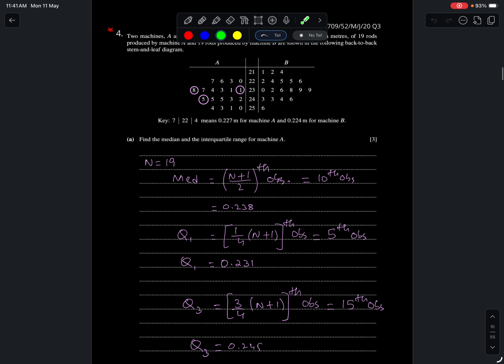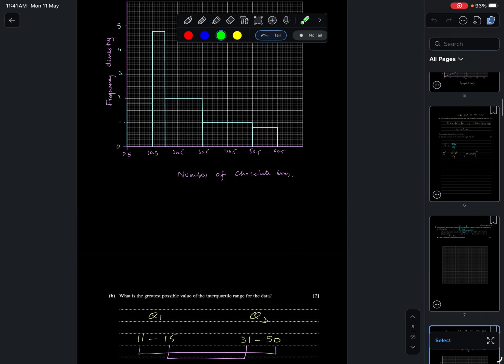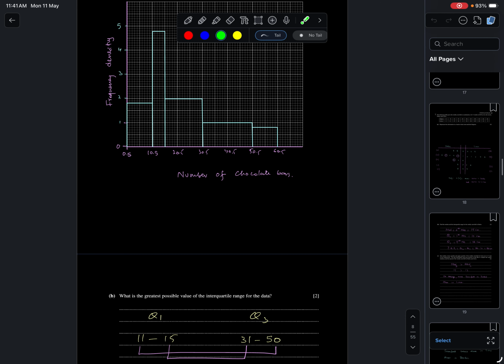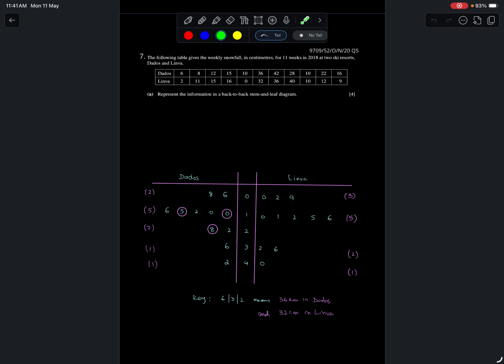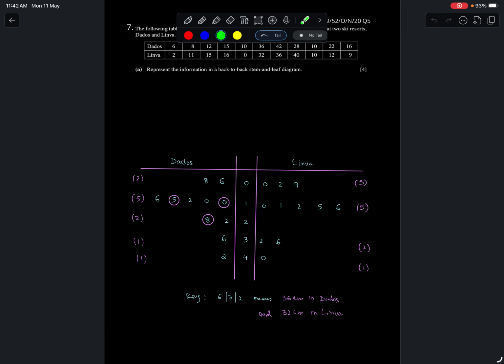Now for stem and leaf diagram, always include a key. Let me find a question. You have to mention the key. This is here. See, this is the back-to-back stem and leaf diagram. So make sure you must mention the key. So 362, this is here. So this means 36 centimeter in D, whereas this means 32 centimeter in L. So make sure you must write key properly.